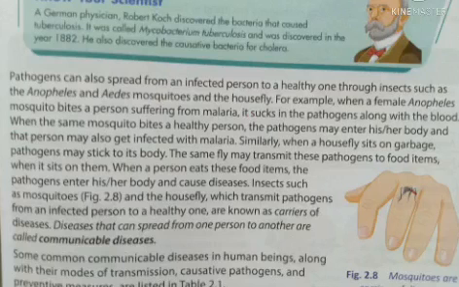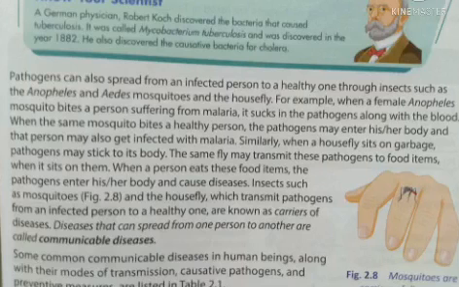Pathogens can also spread from an infected person to a healthy one through insects, such as the Anopheles and the Aedes mosquitoes and the housefly. For example, when a female Anopheles mosquito bites a person suffering from malaria, it sucks in the pathogens along with the blood. When the same mosquito bites a healthy person, the pathogens may enter his or her body, and that person may also get infected with malaria.